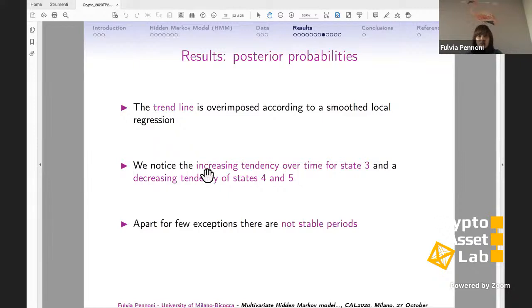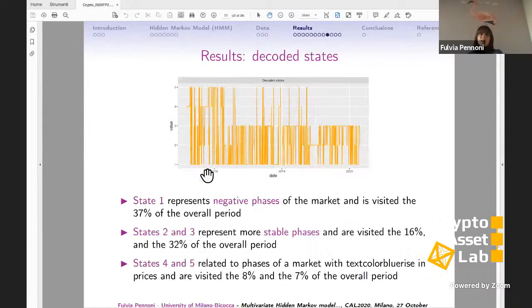I also briefly summarize this picture, and we can say that, apart from a few exceptions, there are no stable periods in the market, as you can imagine. As I told you, we also performed the local decoding, and in this picture you can see which state is predicted to be visited over the timeline that we are considering.